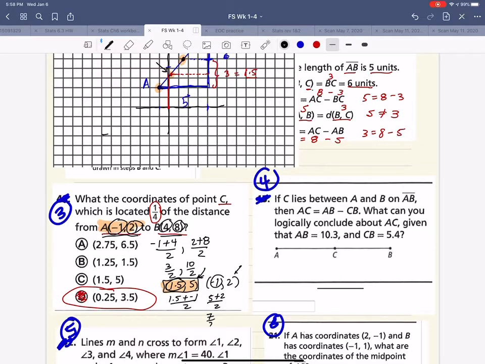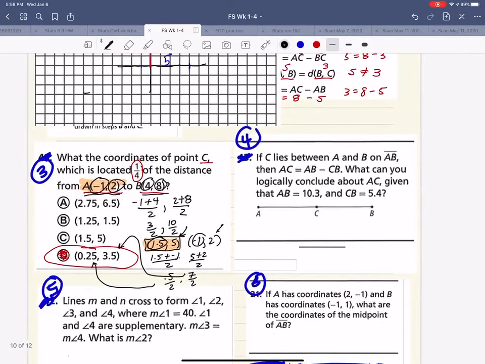So I get 7 divided by 2, which is equal to 3.5. And then here I get 0.5 divided by 2, which is 0.25. So I have verified that that is a correct answer using the formula and the graph.